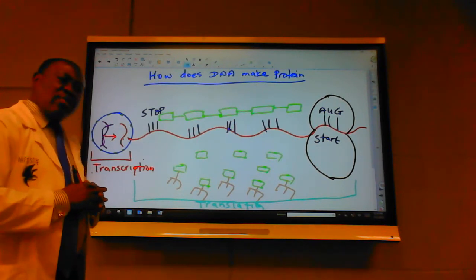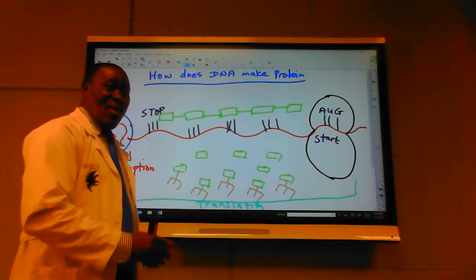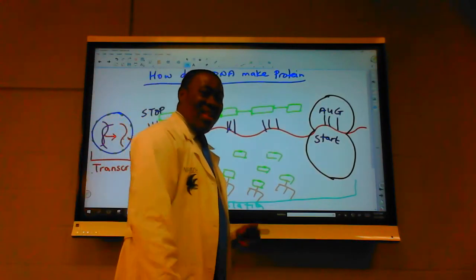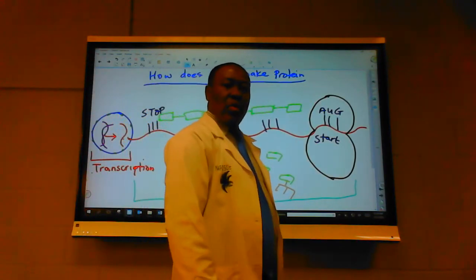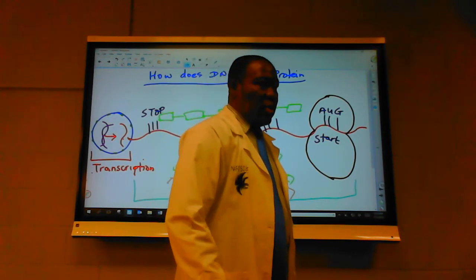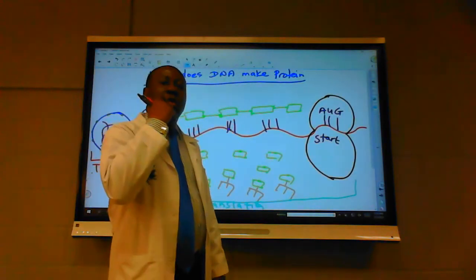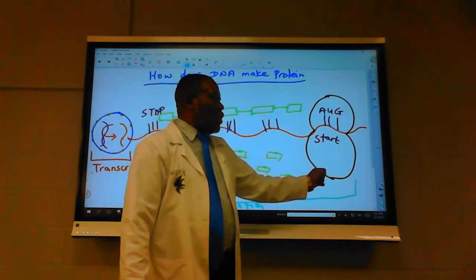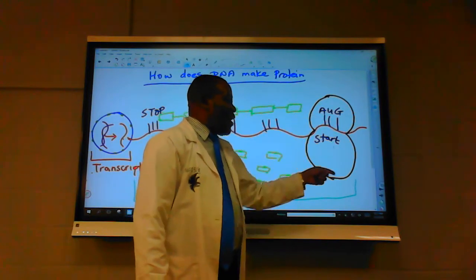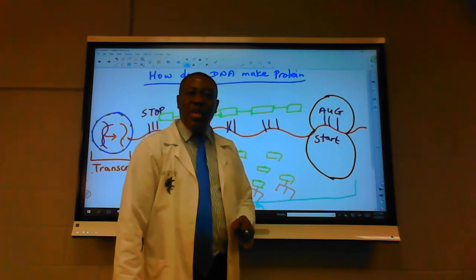When the RNA comes out, where is the RNA going? It's got a purpose. It's got a reason for going somewhere. It's not just going aimlessly. The RNA knows exactly where it's going. Where's it going? To the ribosome. Okay, the snowman over here is the ribosome. That's where RNA is going.